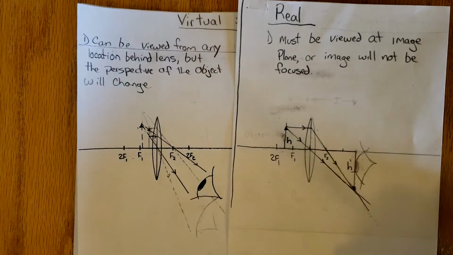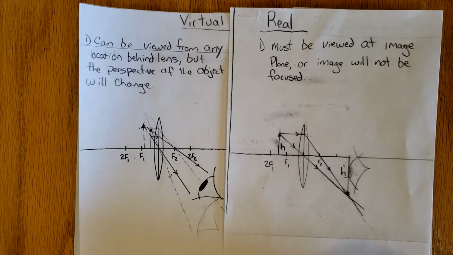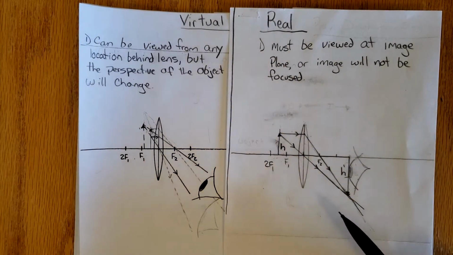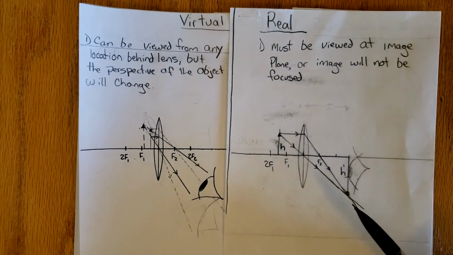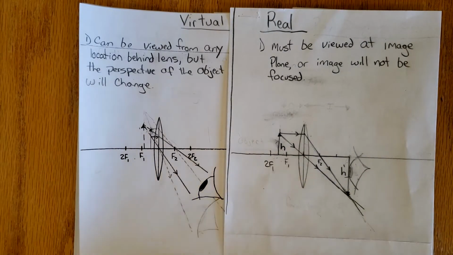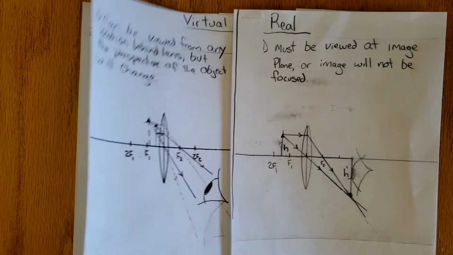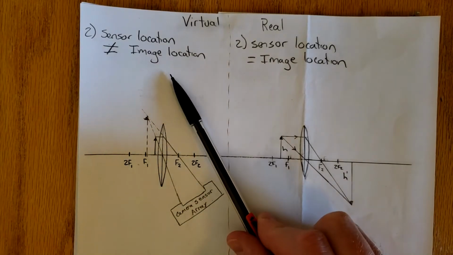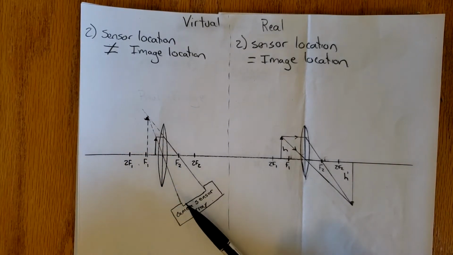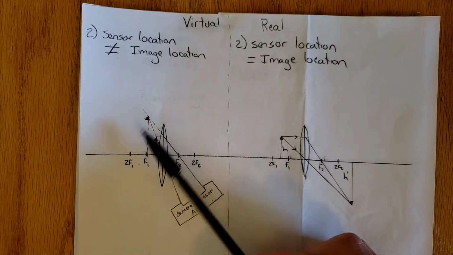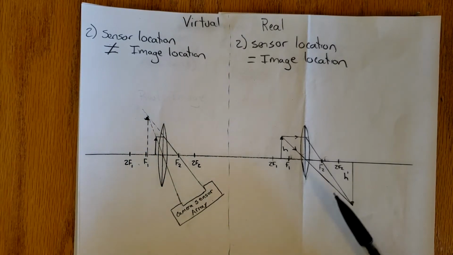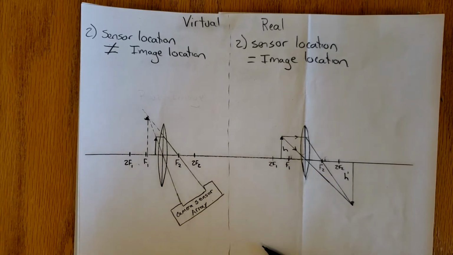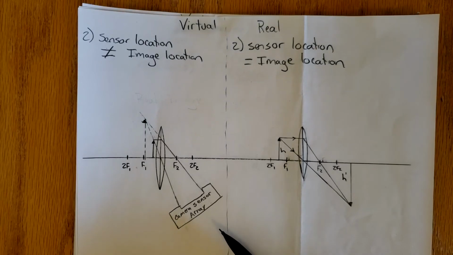Let's compare that to a real image, which must be viewed at the image plane. If the observer is in front of or behind the image plane, the light rays will not be converged and the image will be blurry. So that implies the second property of a virtual image, which is that the sensor location is not the image location. In fact, it can't be. If the sensor was here, it couldn't sense the image. Whereas for a real image, the sensor location must be at the image location. This is kind of restating the first property that I mentioned on the previous page.